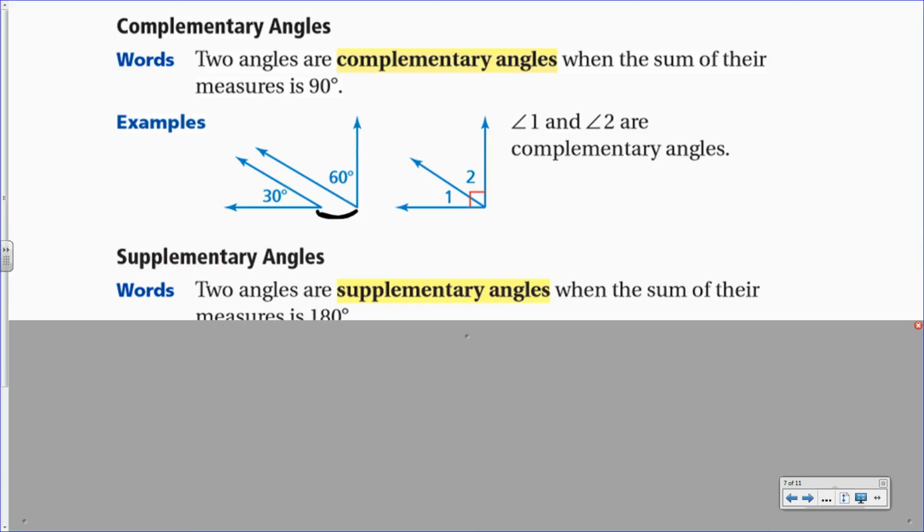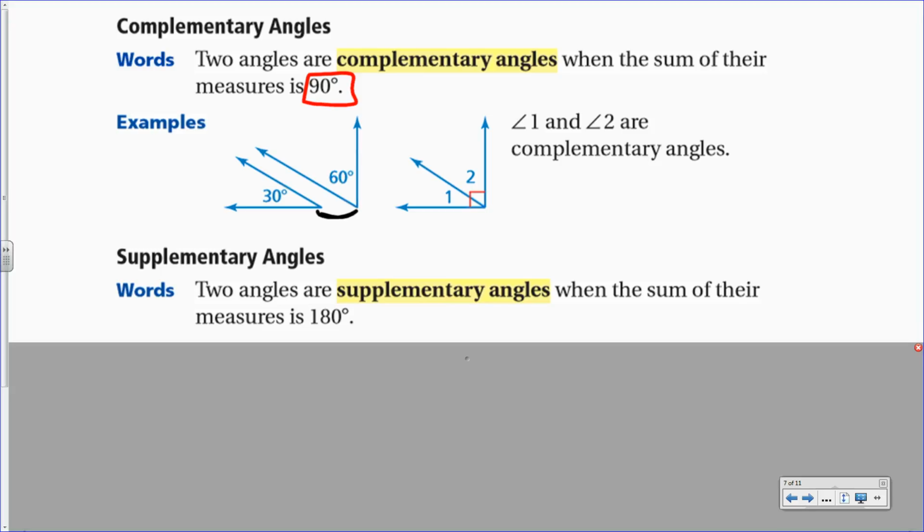Now let's look at supplementary. In your notes, fill in that two angles are supplementary angles when the sum of their measures is 180 degrees. So complementary is 90 degrees. You might want to highlight that somehow. And supplementary is 180 degrees, which is a straight line.